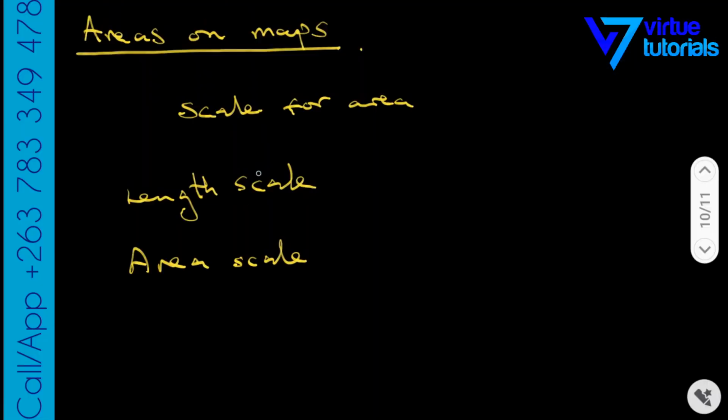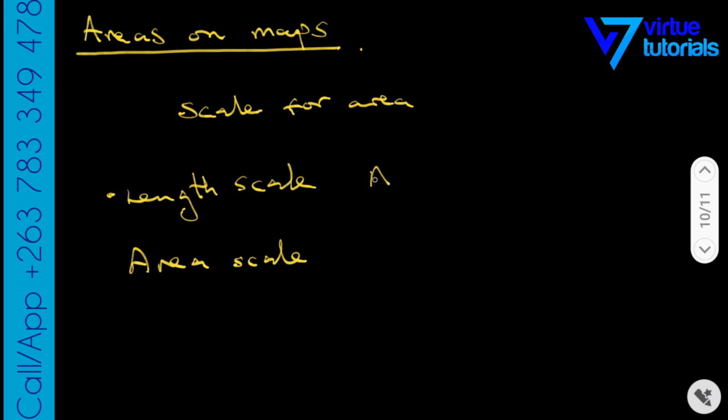So let's talk about areas on maps. When you're dealing with areas, you have to use a different scale from the one given. You're usually given the scale for the lengths. So when you're now dealing with the areas, you have to adjust your scale for the lengths.